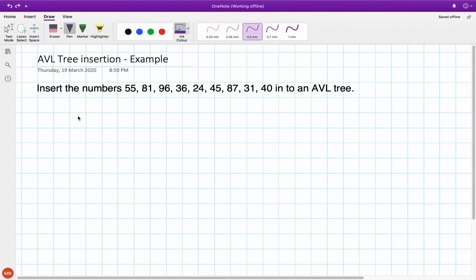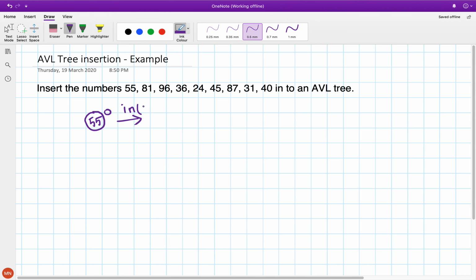So first we have to insert the number 55. So the 55 will be at the root. And this 55 has a balance factor 0 because it doesn't have a right or left subtree. Then we have to insert the number 81.